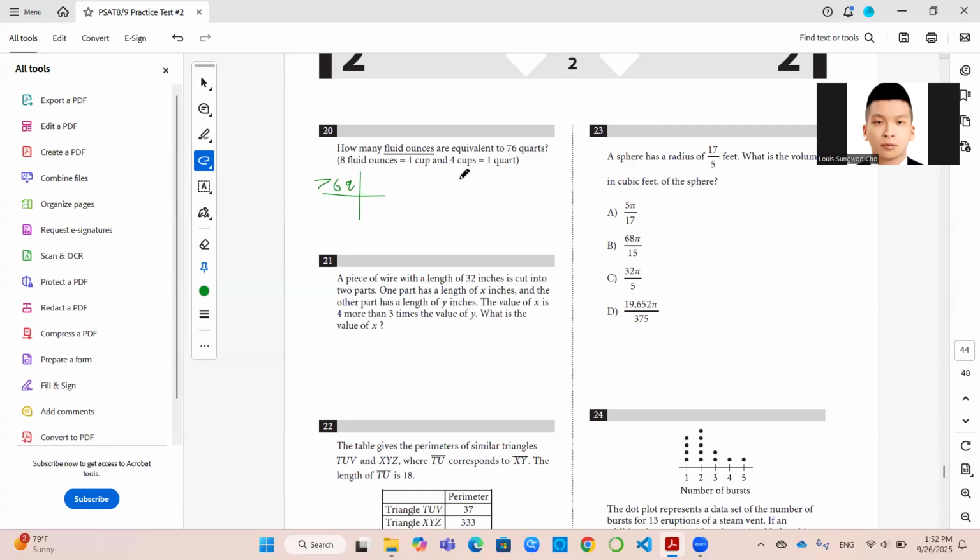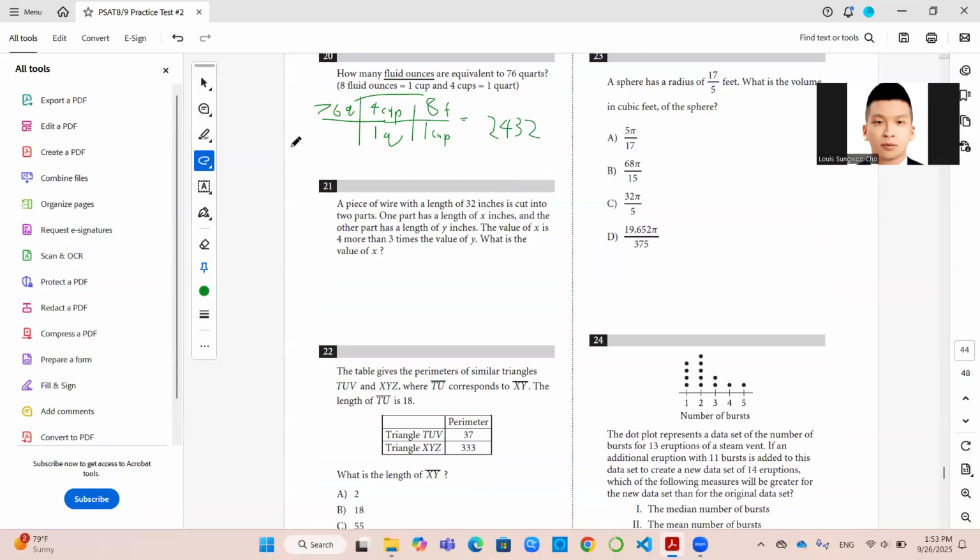Okay. Now you have 1 quart is 4 cups. And 1 cup is equal to 8. 5. Multiply everything in the top and divide everything in the bottom, and you get 2, 4, 3, 2.